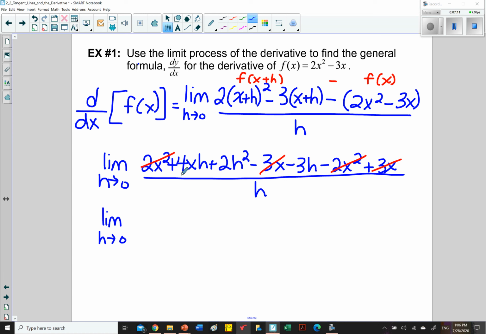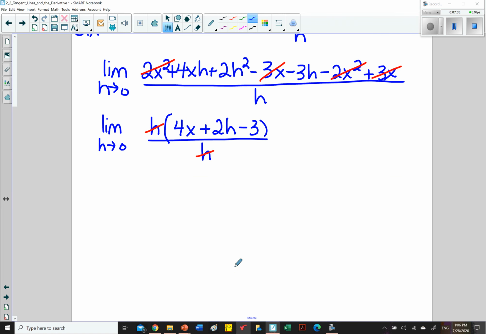And hopefully everything has an h left, so not missing anything. I've got 4x and 2h squared, so we factored out an h, leaves a 2h, and then minus 3 divided by h. Now we can take the limit.